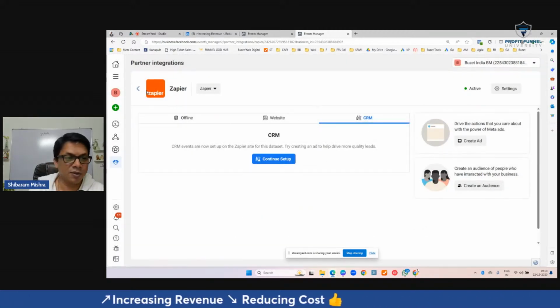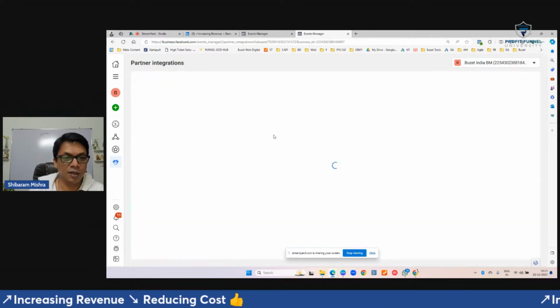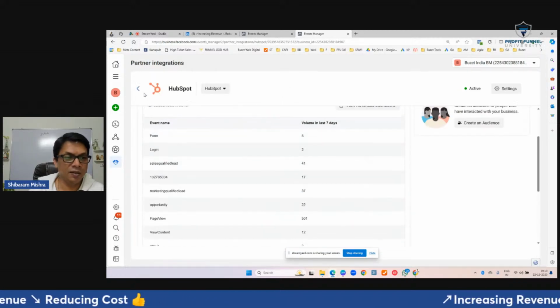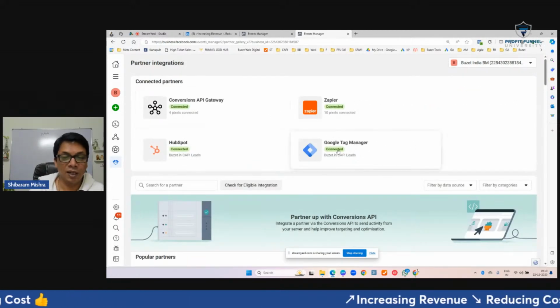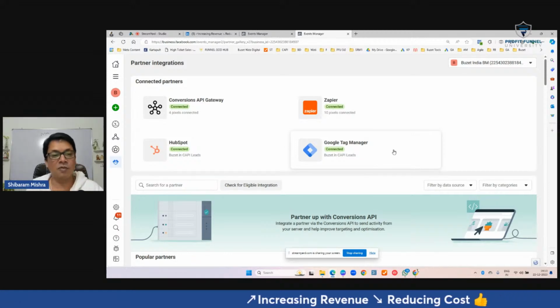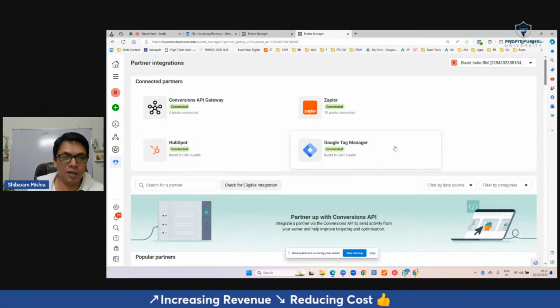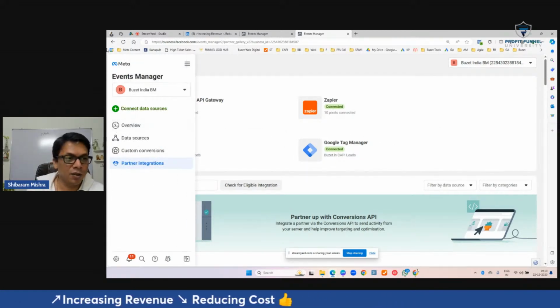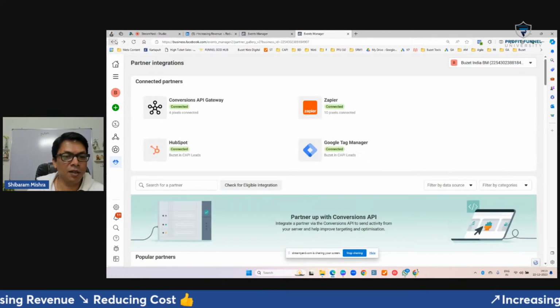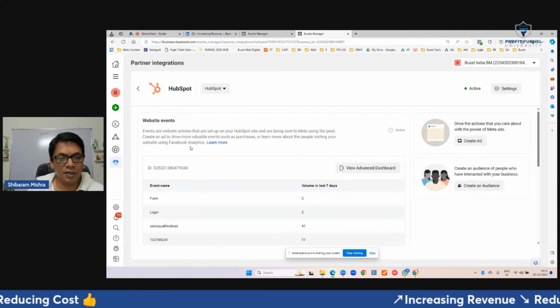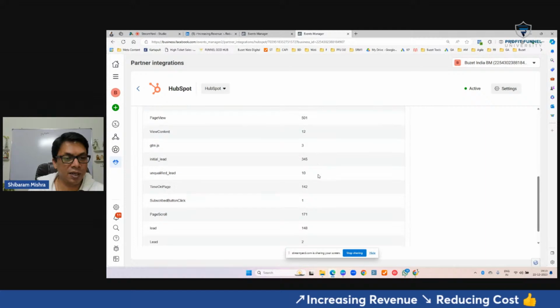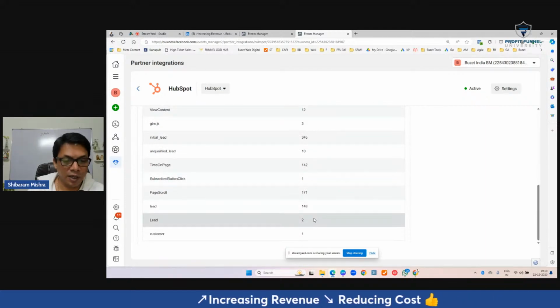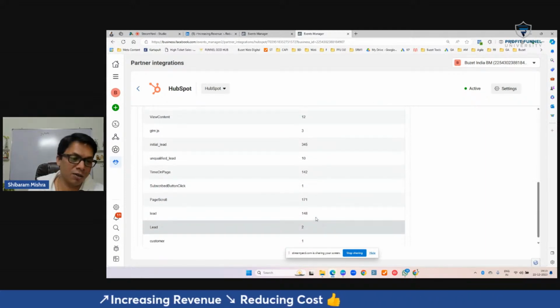I'm using Zapier also, so that data is showing here. HubSpot is directly connected here to my conversion API. Google Tag Manager I have not configured for this pixel, I have done it for a client. Here, what I am doing is capturing every event that comes in. HubSpot is sending me all this data, so it is website data also, CRM data also.